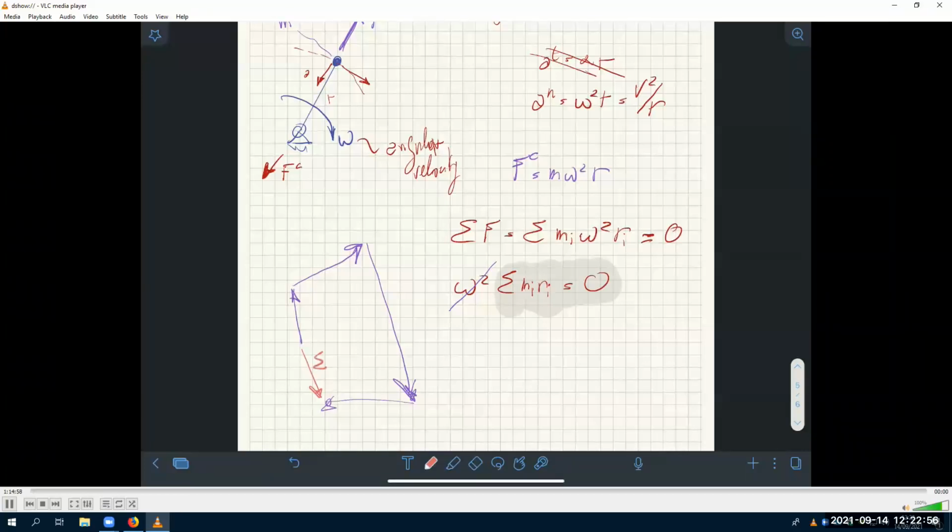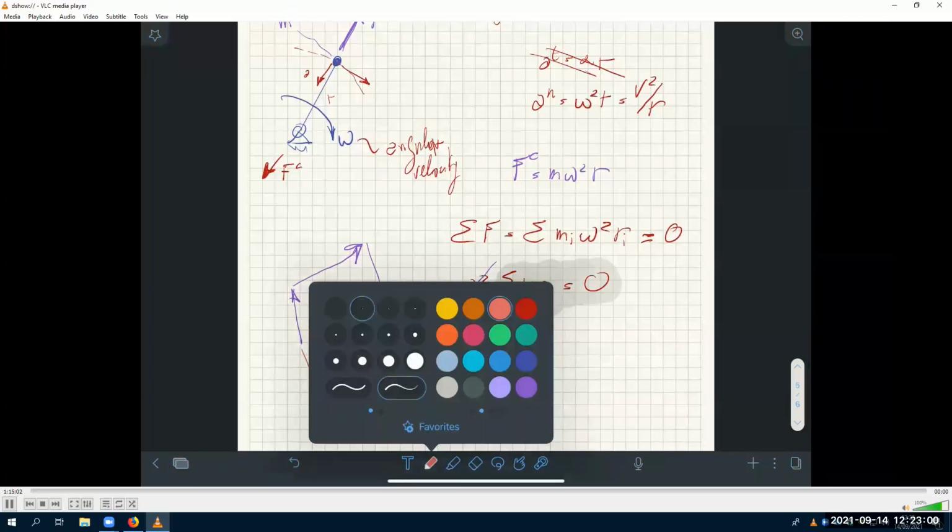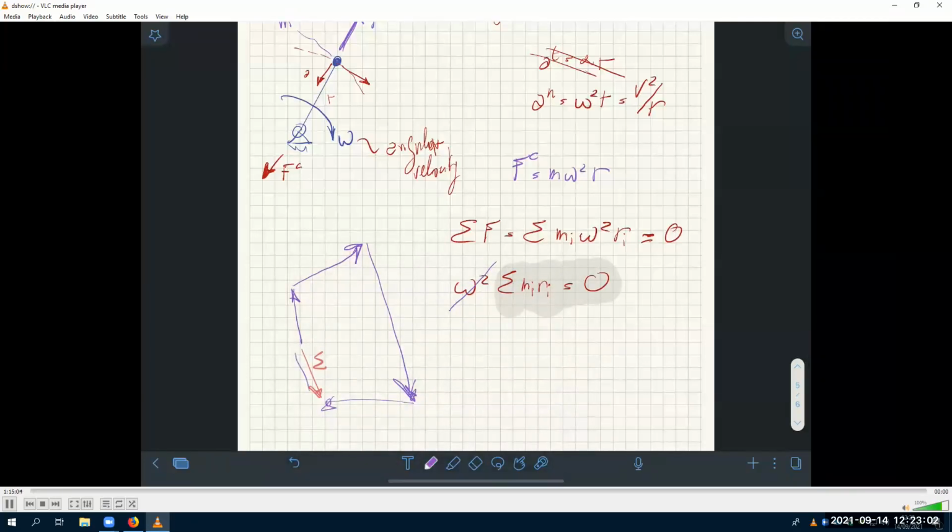So in order to make this sum equal to 0, we must add another vector here. And now there is no sum here. They start and end in the same place. And so now this polygon is closed. The sum of these vectors equals 0. All right? This is the whole idea.